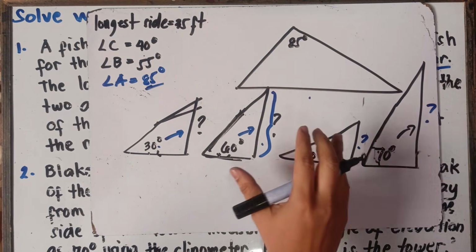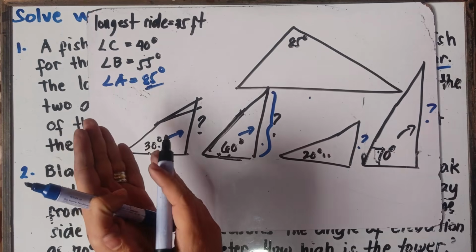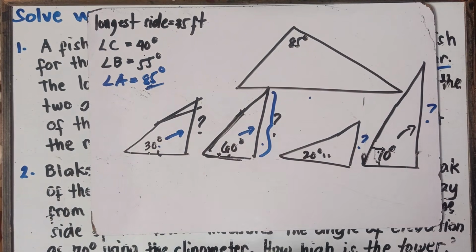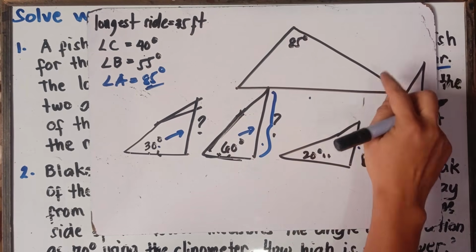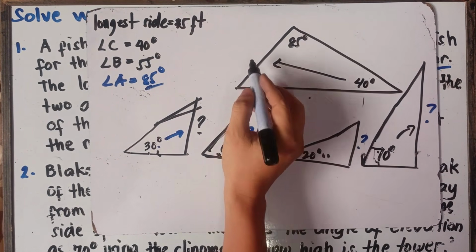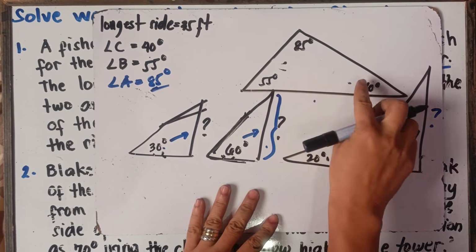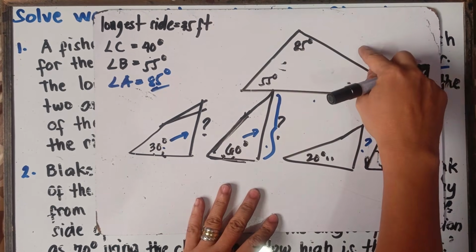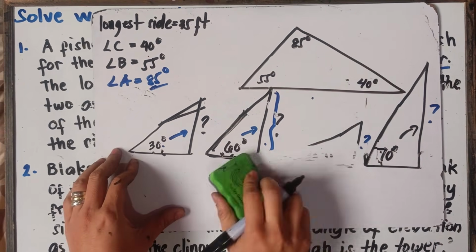That's a basic example, class, with regards to the illustration. The bigger the angle, the bigger the opposite side. The smaller the angle, the smaller the opposite side. So therefore, 40 degrees, you put it here because this is the smallest side. If this is 40 degrees, the opposite of 40 degrees will be this side. Once again, this will be 55 degrees right here. Next to this smallest side, this will be the next, right? And this will be the largest side. I hope it is clear for you, class, with regards to my illustration.